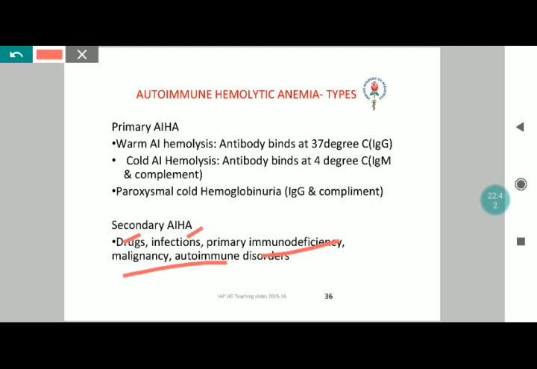If you consider primary autoimmune conditions, we further subclassify that as warm and cold. The warm autoimmune hemolytic anemias are because of the antibody binding at 37 degrees centigrade, that is the IgG component, whereas the cold portion combines at 4 degrees centigrade, that is the IgM and the complement components of it. And the paroxysmal part, the paroxysmal cold hemoglobinuria, is because of the binding of IgG and the complement both.